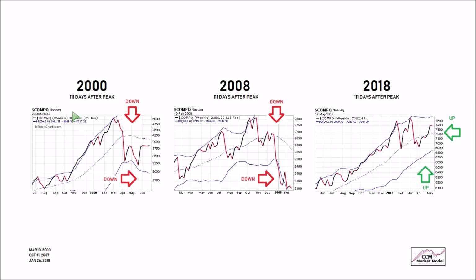Similar situation, 111 days after the market peaked in 2000. The lower Bollinger Band, notice the slope of it. It's rolled from a positive slope to an indecisive look to a negative slope. 111 days after the peak in 2008. Positive slope, indecisive slope, negative slope. 111 days after the peak in January of this year. Positive slope. Why is this relevant in the present day?